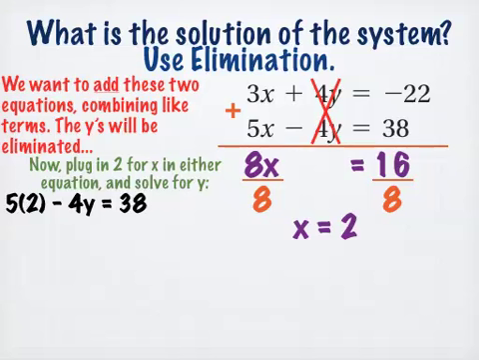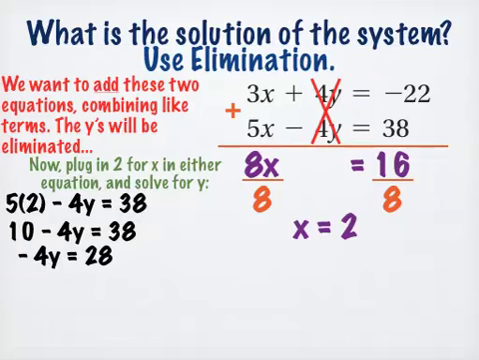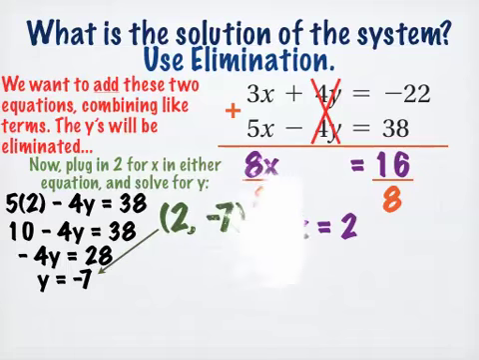So we have 5 times 2, I've plugged in 2, minus 4y equals 38. Well, 5 times 2 is 10, so we have 10 minus 4y equals 38. This is just a two-step equation. We need to get rid of the 10 by subtracting it on both sides, which leaves us with negative 4y equals 28. Divide both sides by negative 4, and you get y equals negative 7. Now we can combine these to make our ordered pair, 2, negative 7.